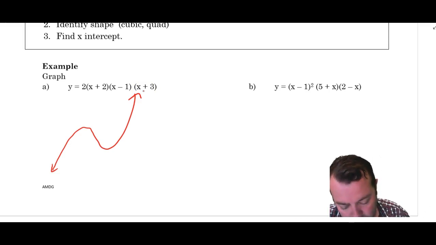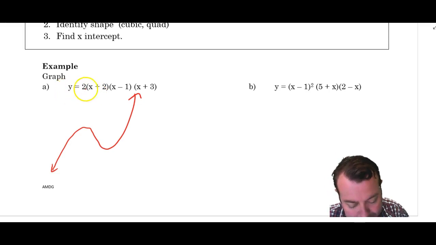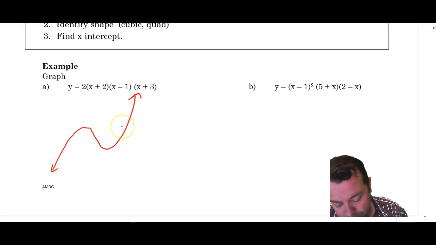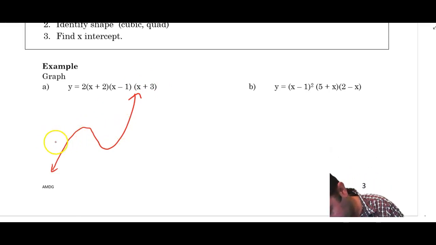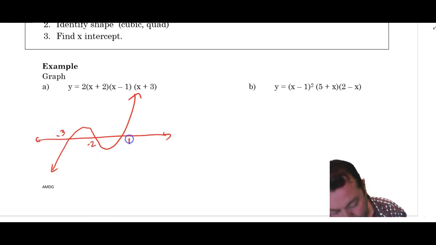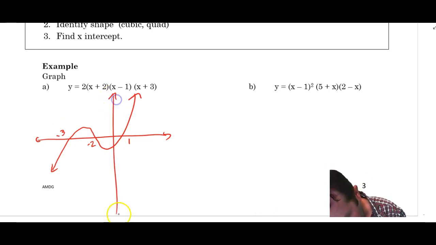Now my x-intercepts are going to occur where y equals 0. Either 2 can't be 0, so x plus 2 could be 0, which gives me an intercept at negative 2. Then x plus 3 gives me a zero at negative 3, and x minus 1 gives a zero at 1. So what happens here is I've got 3 intercepts, occurring at negative 3, negative 2, and 1, which means that my y-axis goes in here.